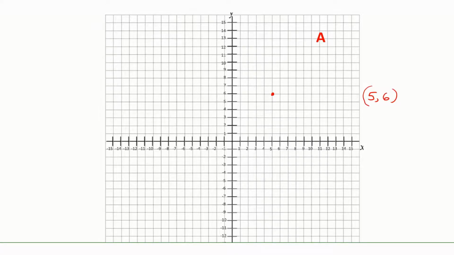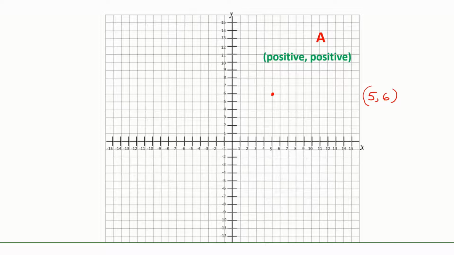What do you notice about those 2 numbers in quadrant A? What you should spot is that they are both positive numbers. And we can see that very easily because here, where this dot fell in quadrant A, the x-axis is positive and the y-axis is positive.